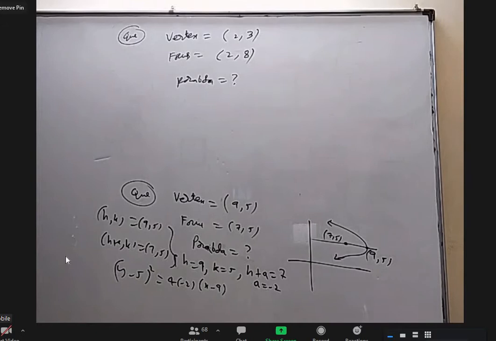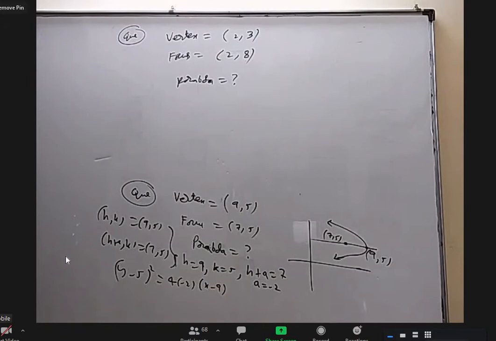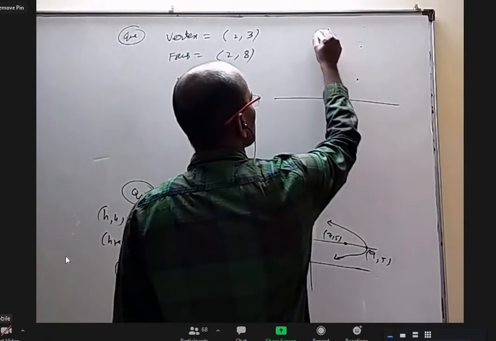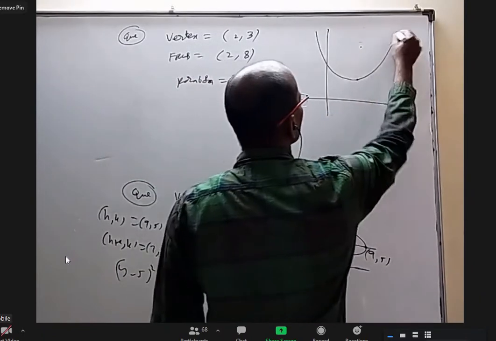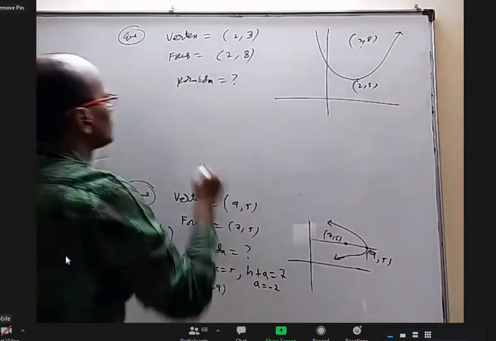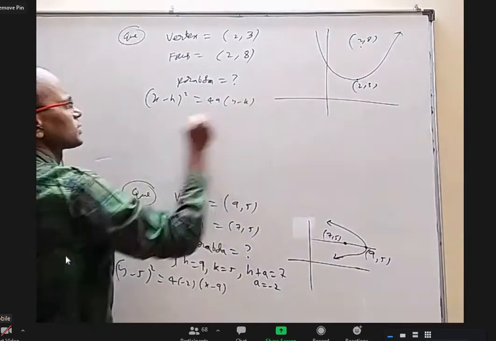Anybody tell the answer for this? First draw the figure if you want. Sir, x minus 2 whole square is equal to 4 into 5 into y minus 2. It is a vertical parabola. (2, 3) is here, (2, 8) here. This is (2, 3), this is (2, 8). So it will be in the form of x minus h whole square equal to 4a into y minus k.